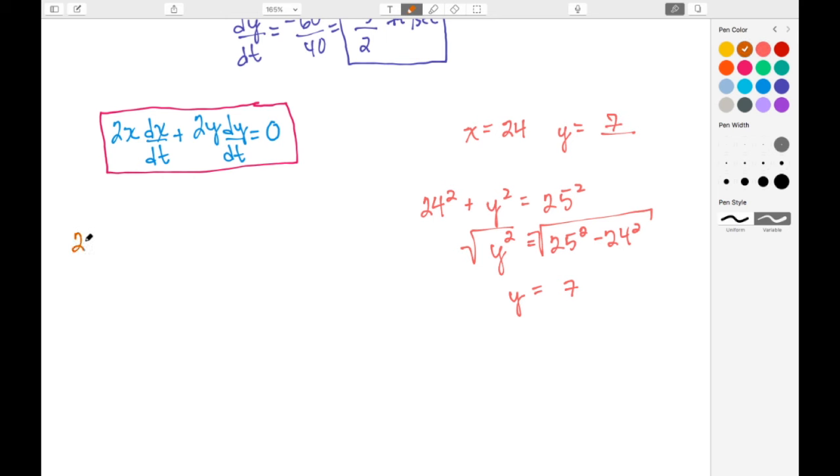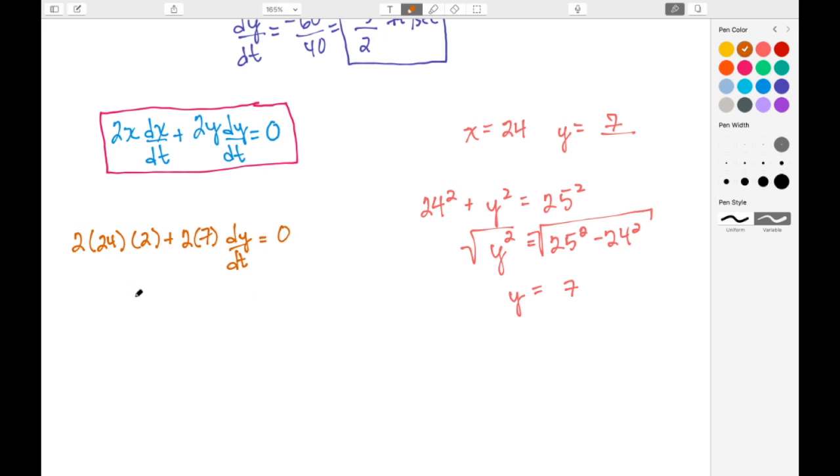All right, we have the 2. Here we said x is 24. dx/dt we know is 2. That's the rate at which the bottom of the ladder is sliding away from the wall, plus 2 times y. We just figured y to be 7. And ultimately, we want to figure out dy/dt, which is the variable for how fast the top of the ladder is sliding down the wall.